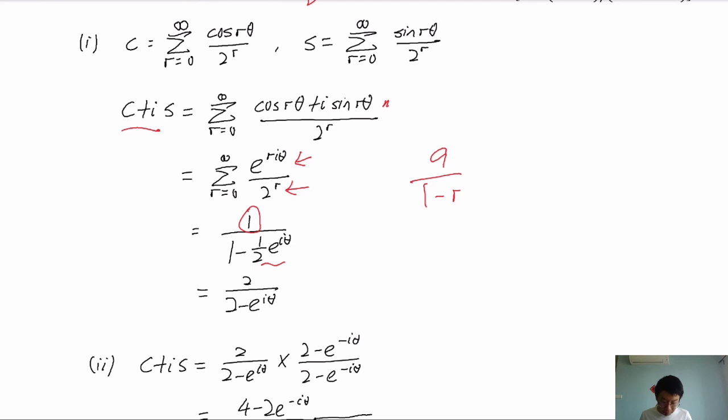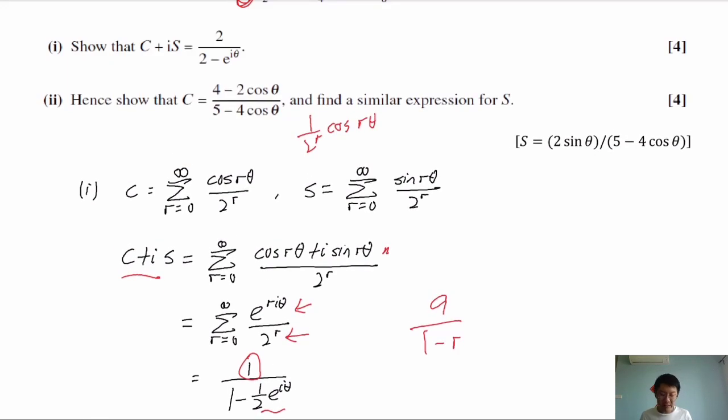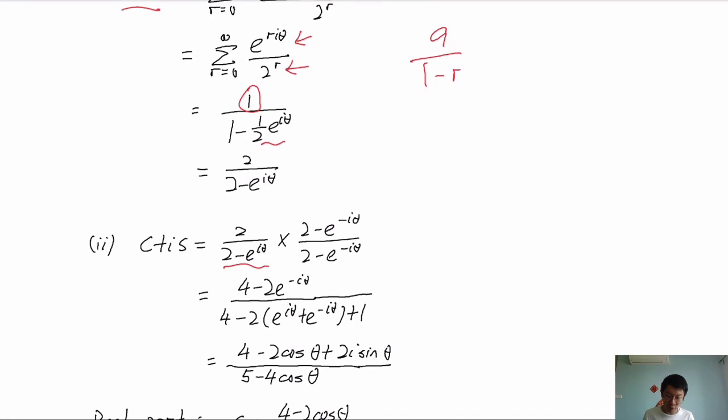Okay, so that is what we needed to prove. Now if you look at part 2, hence show that C is equal to this expression. Before we look at C and S, because we still have to get both of them at the same time, we just have to tidy up the 2 minus e^(iθ). We have a complex number in the denominator, which most of the time we do not like.